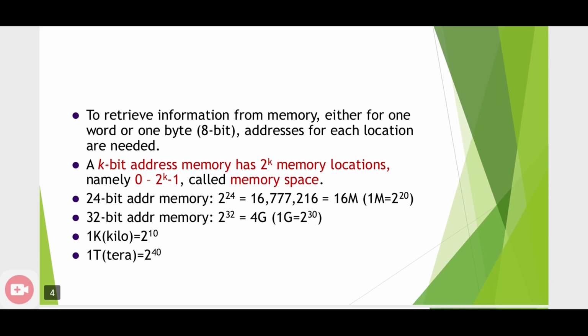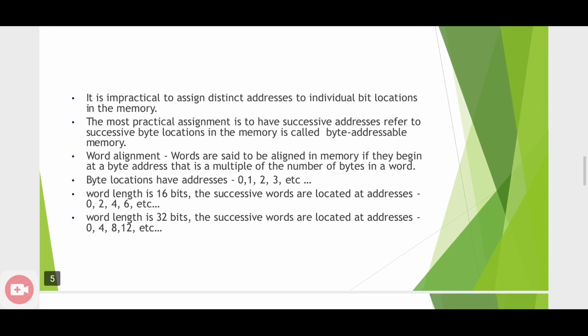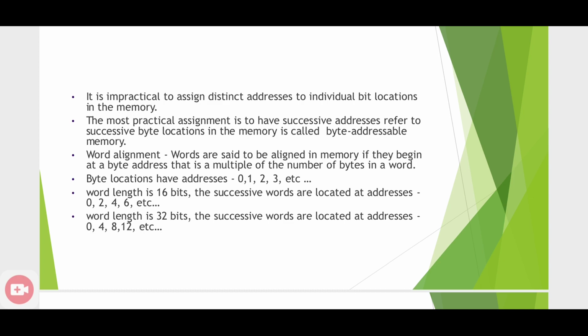To retrieve information from the memory, either one word or one byte, addresses for each location are needed. If a k-bit address is used, the memory has 2 raised to k memory locations. Actually, it is impractical to assign distinct addresses to individual bits. So the most practical assignment is to have successive addresses referring to successive byte locations in the memory. So they are known as byte addressable memory.